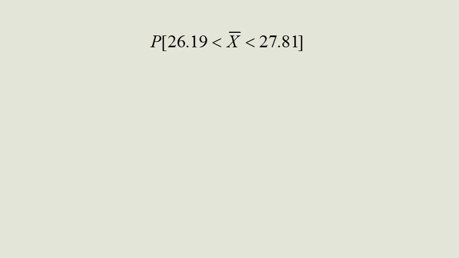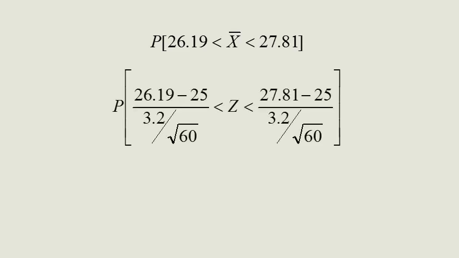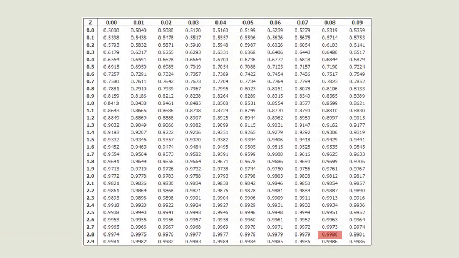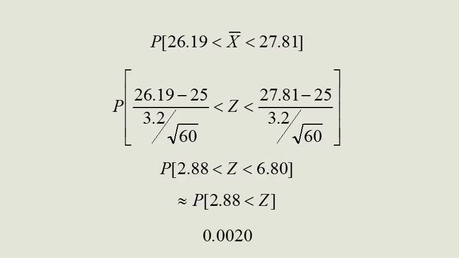So we create z by subtracting the mean, 25, and dividing by the SD. We get z between 2.88 and 6.8. We can ignore the 6.8 since it's way off the z table. The areas out there are essentially 0. So we go to the z table and see that the probability is only 0.002. So there's a very small chance of type 2 error if the mean is really 25.